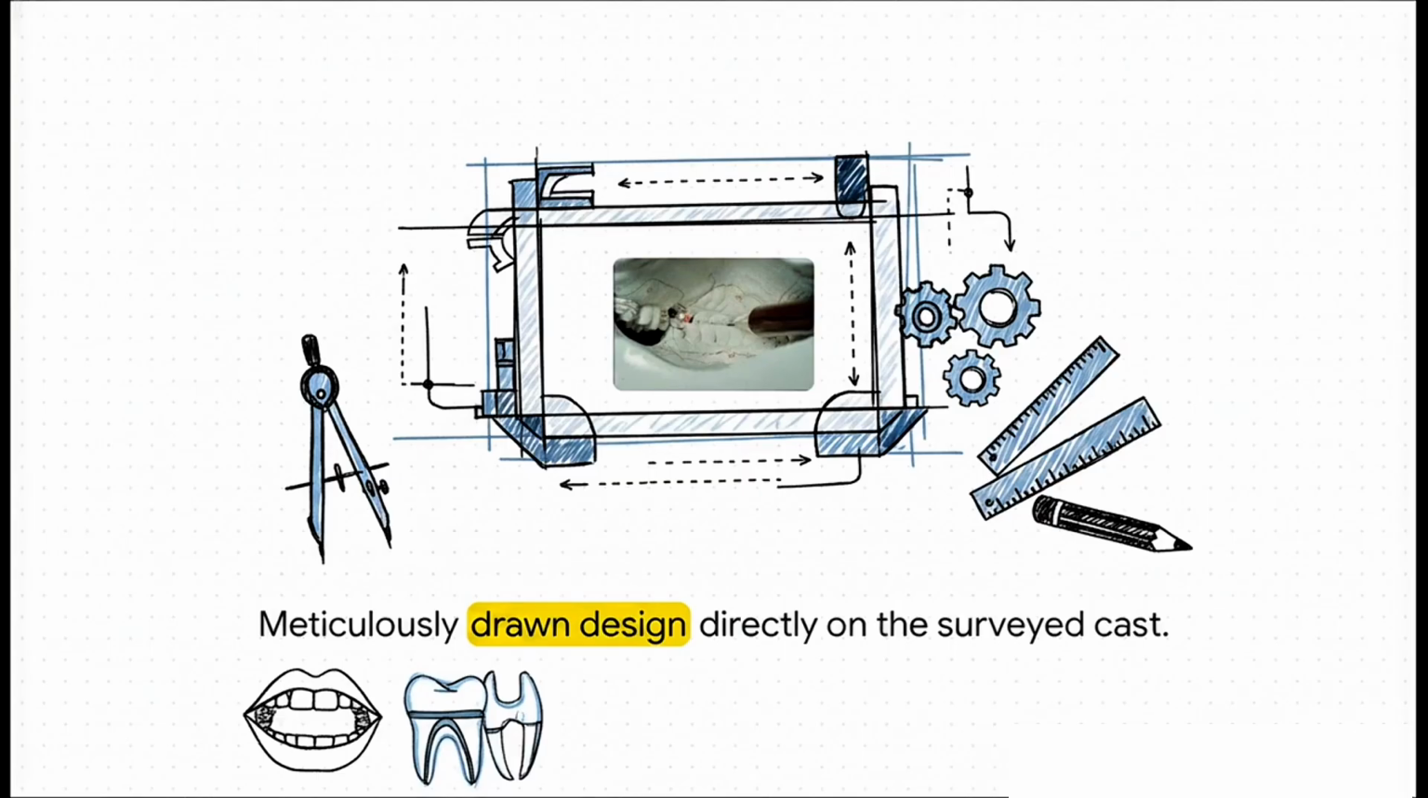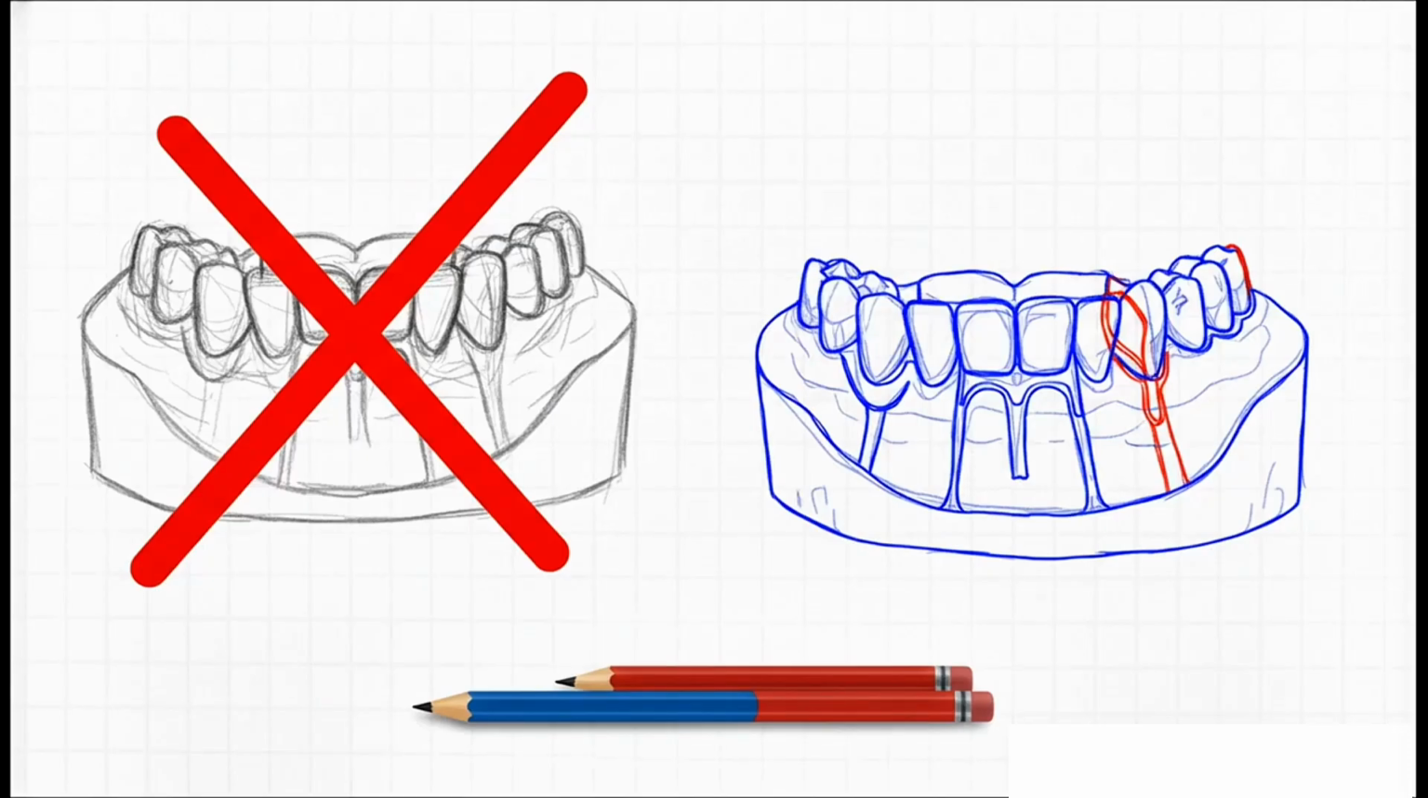The dentist meticulously draws this detailed schematic directly onto the surveyed cast. The lab tech, the person who will actually cast the metal, relies entirely on this physical three-dimensional map. There's zero room for guesswork here. Because of that, the drafting requirements are insanely strict. Absolute accuracy is mandatory. The dentist has to use single, distinct lines, no messy, sketchy pencil marks. And the whole thing is strictly color-coded.